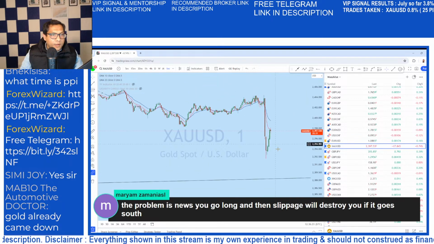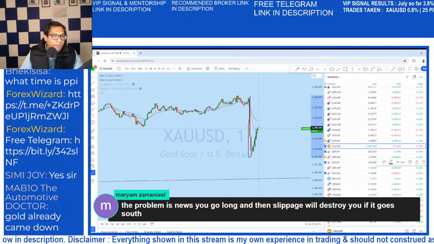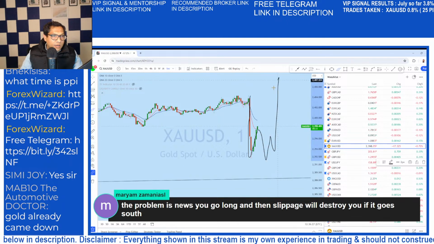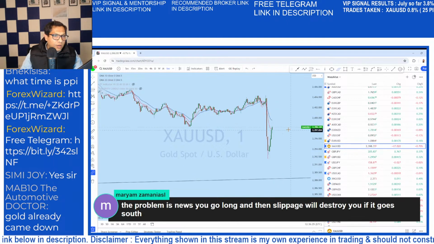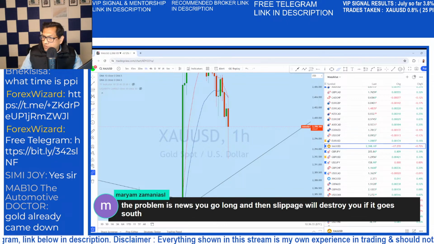Okay. Here with the massive drop pullback, I think we might see again rejection from this level. See where it is heading.